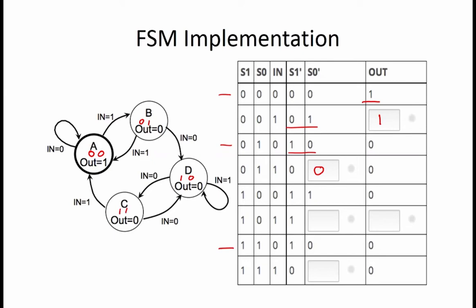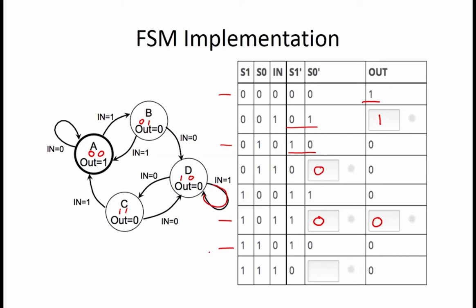Looking at the row where the current state is 1, 0, state D, and n equals 1, the corresponding transition in the state diagram shows us that in this case we go back to state D. Since the encoding of state D is 1, 0, the S0 prime entry is 0. Because it is a Moore machine, we also know that the output associated with current state D, regardless of the input, is 0, so the missing output entry is 0.